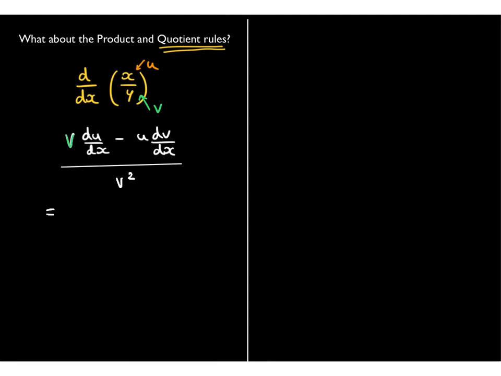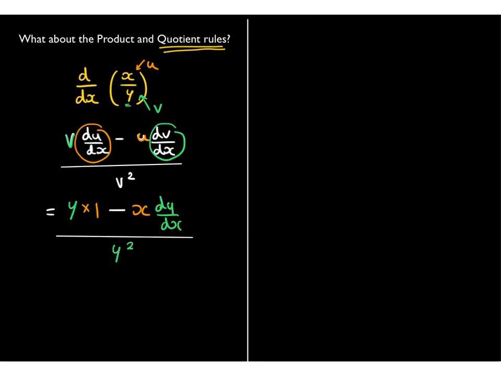So first of all, v is y. du by dx means we differentiate u, which is just x, which differentiates to 1. Subtract u, which is x. And then dv by dx, we need to differentiate y with respect to x, dy by dx, and then the whole thing is over v squared, which is y squared. So this simplifies to y minus x dy by dx all over y squared.